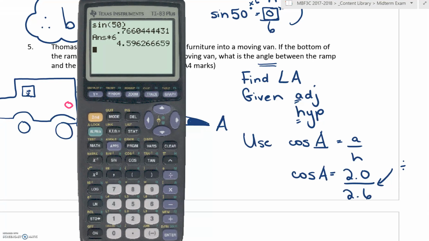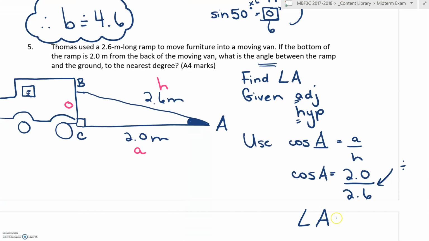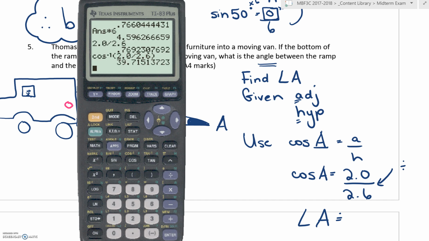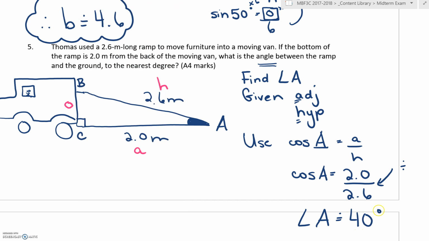So what you're going to do at this point is just do 2.0 divided by 2.6, and again, you're looking for an angle. Don't forget that when you're looking for an angle, you have to go one step further and do second cos of the answer that you just got, or of 2.0 divided by 2.6. So you can do it that way. And if we round to the nearest degree, this would be 40 degrees.